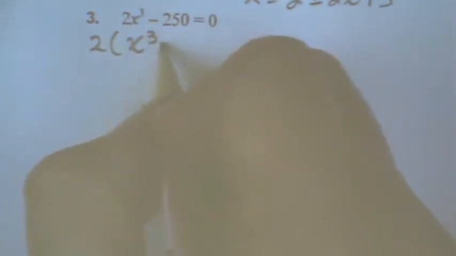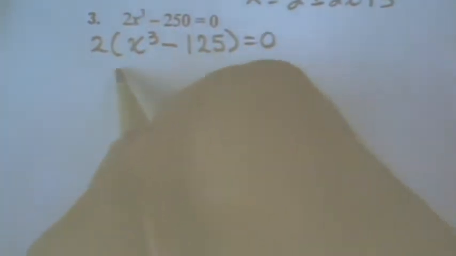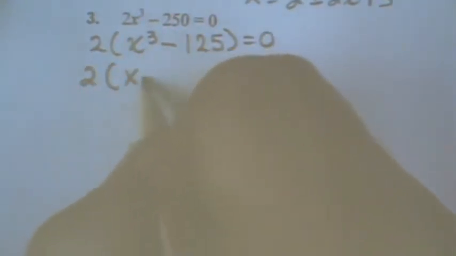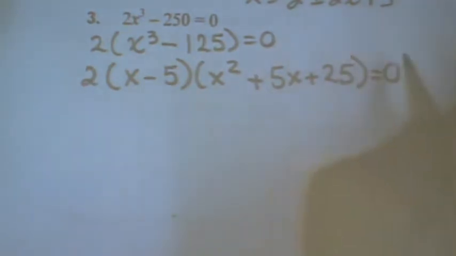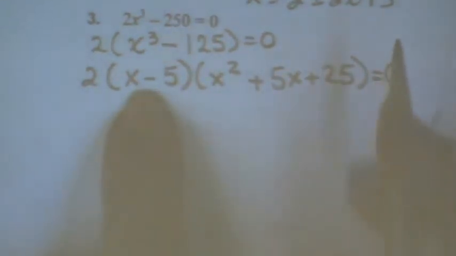Number 3, this one you can first factor out a 2. And then this is the difference of two perfect cubes. It's going to factor to be x minus 5, x squared plus 5x plus 25. Now, one of our answers is 5.